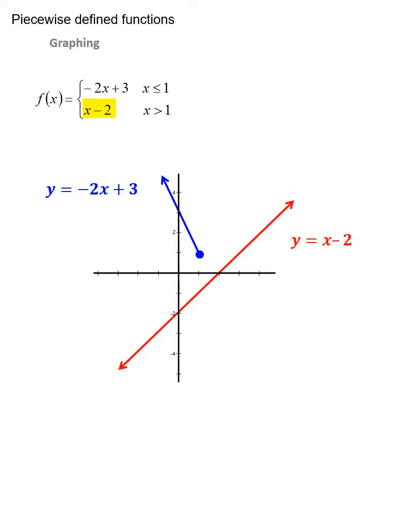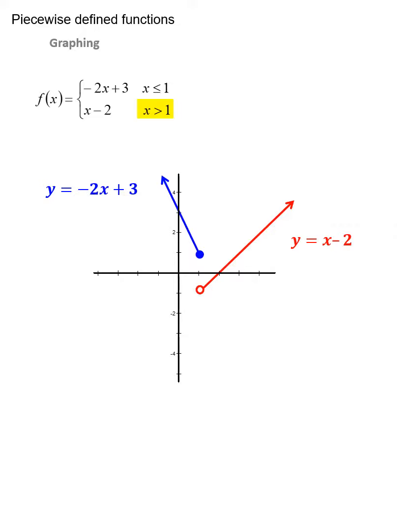But according to the piecewise defined function, I shouldn't leave that whole thing there. I should only keep those points whose x-coordinates are greater than 1. So I'm going to erase part of this line that I've just drawn. You may see it in red. If I'm only supposed to keep the points whose x-coordinates are greater than 1, then I'll erase as shown.